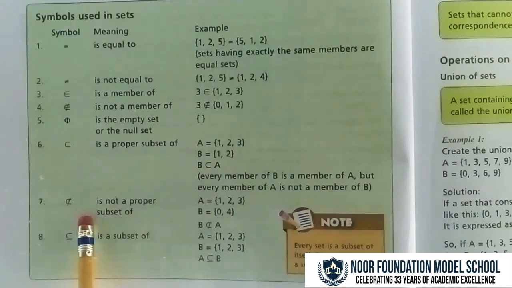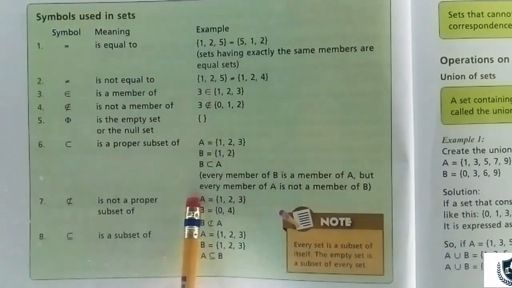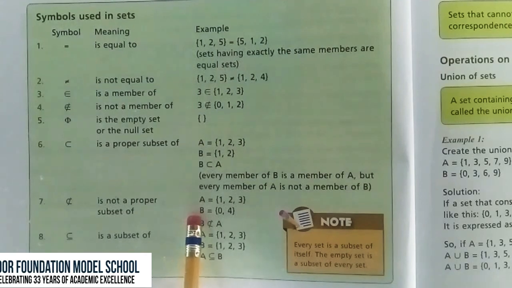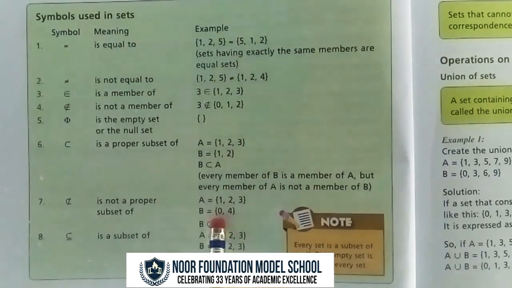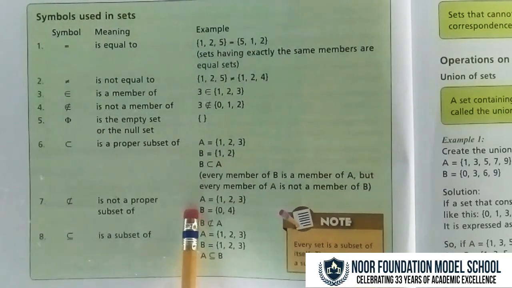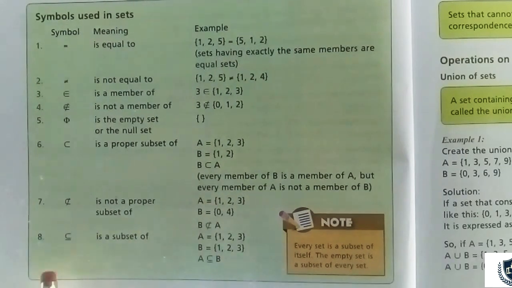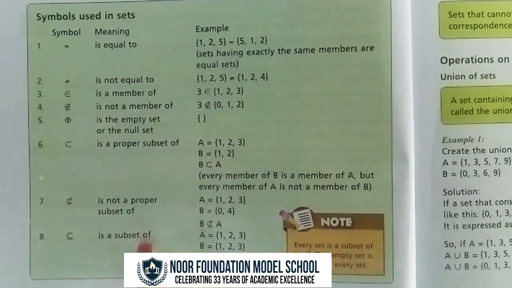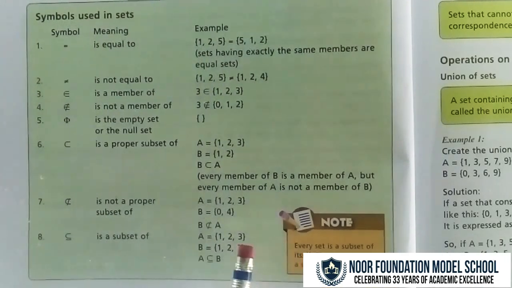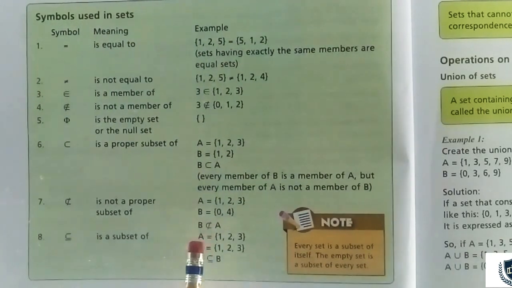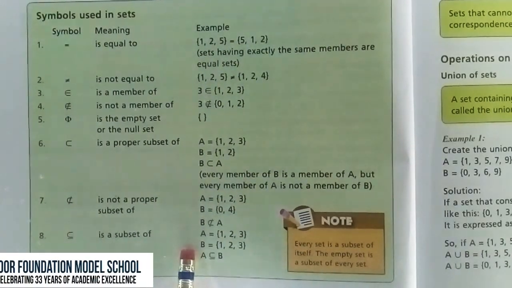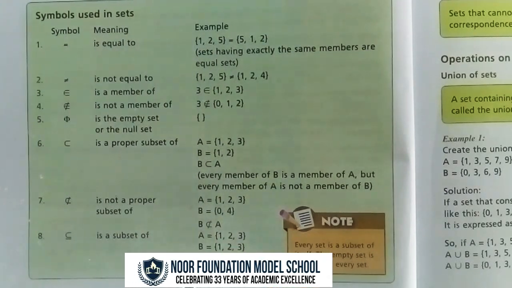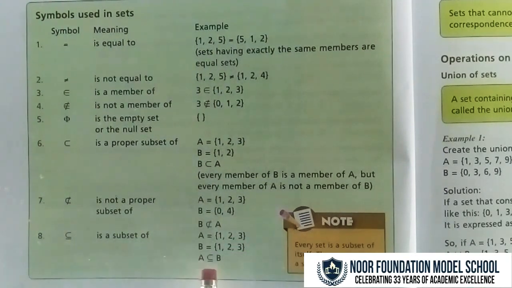Is not a proper subset, because B is not derived from A. B has members 0 and 4. It is not a subset of A. Is a subset of, or also an improper subset of. When the two sets are equal, B is derived from A, but B has the same number of elements as the superset, then they are called improper subset.